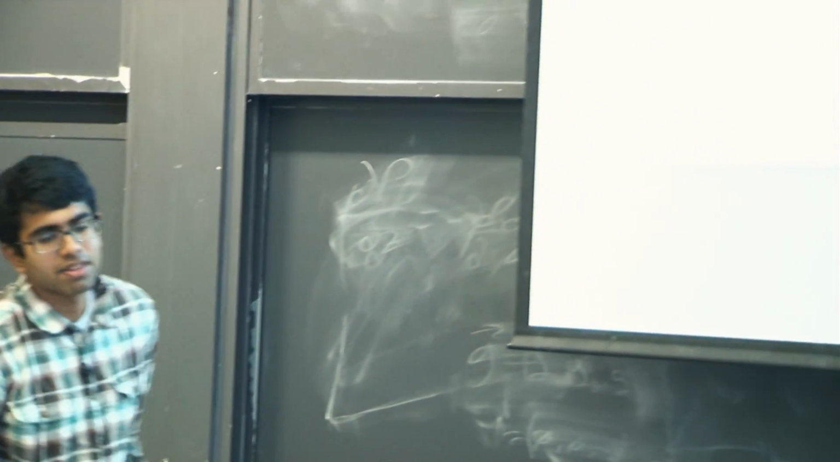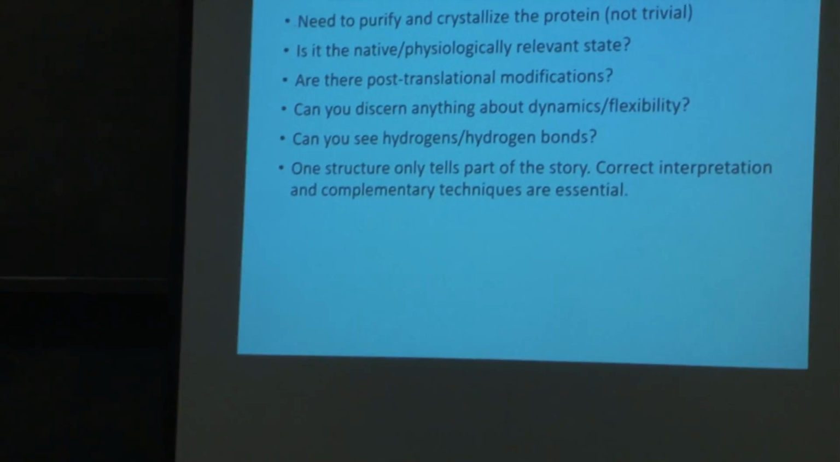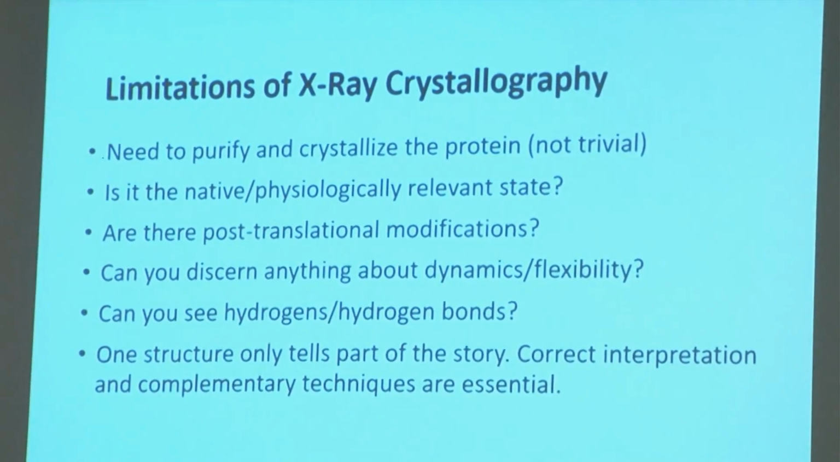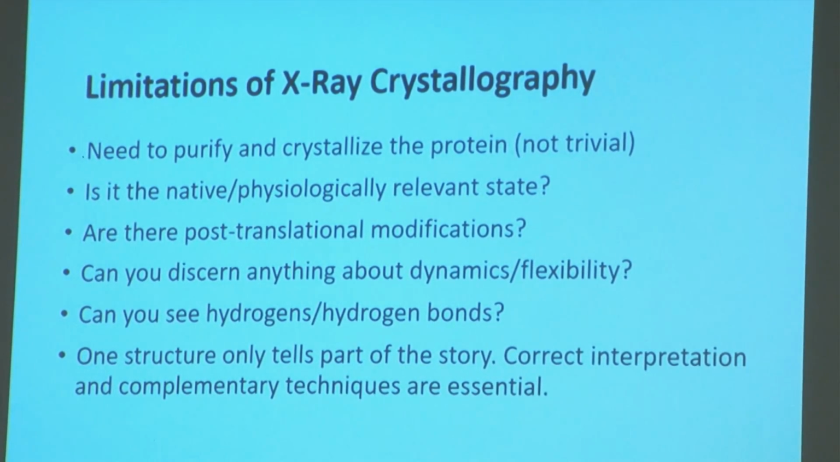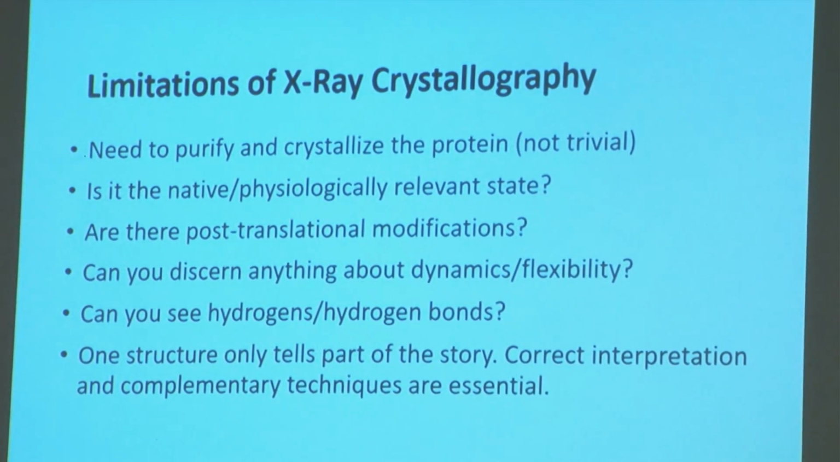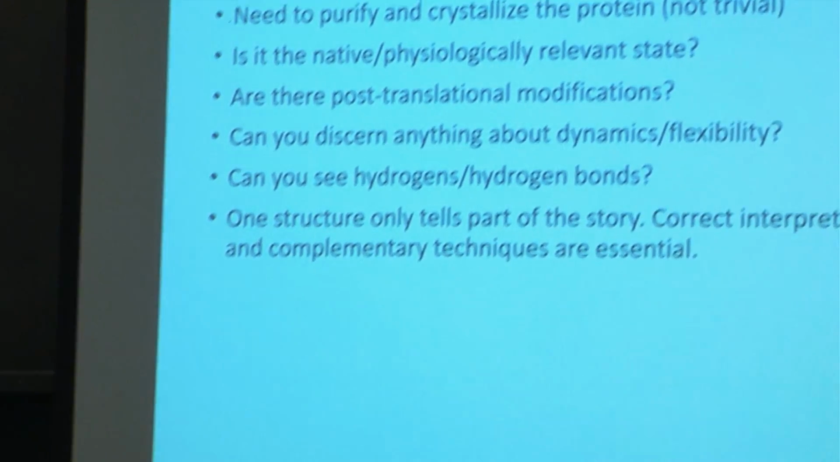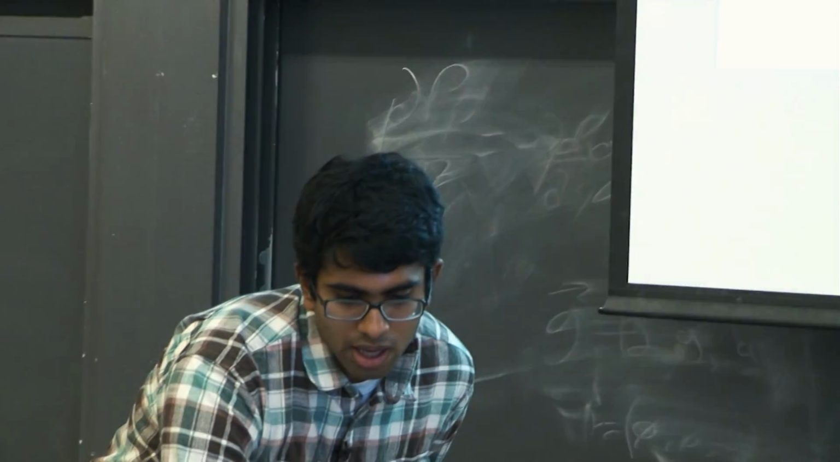All right, and the final point is that one structure only tells you part of the story again. This is emphasizing the fact that one structure is just a snapshot of the protein at a certain time. And if you want to correctly interpret your data and learn something more about the protein, you often have to use complementary biochemical techniques. Are there any questions at this point?